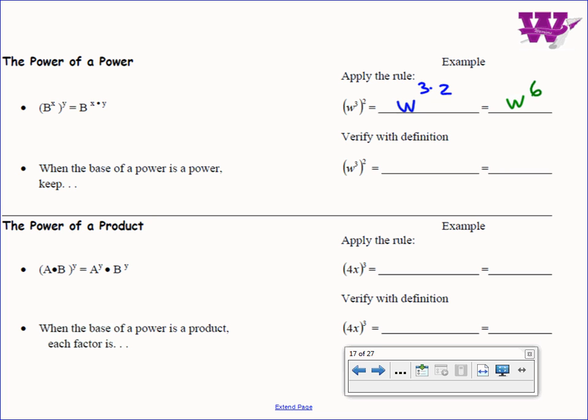Let's verify with the definition. Using expansion, w cubed squared would be the base w cubed multiplied by itself twice. That would be w cubed times w cubed. W cubed is 3 W's. How many W's do I have multiplied together in a row? 6. So either way, I'll get W to the 6th. When the base of a power is a power, keep the base and multiply the exponents.